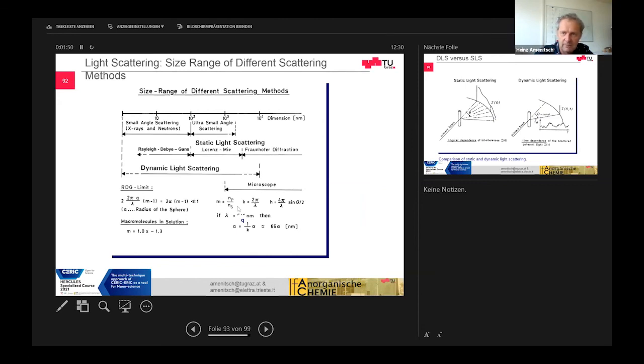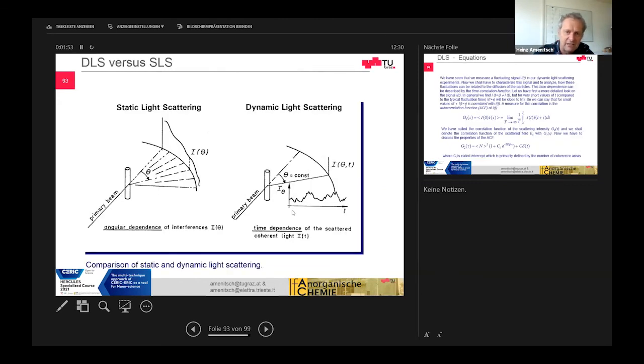And something else is shown here from dynamic light scattering. In dynamic light scattering, you are not measuring the intensity as a function of the scattering angle. You're fixing the angle and looking at the intensity fluctuations. The correlation function of the intensity fluctuations gives you information about the diffusion constant. And this is really important in light scattering. Actually, you only measure the diffusion constant.